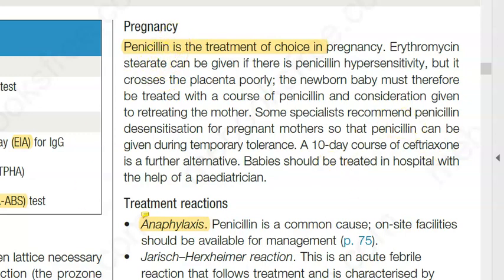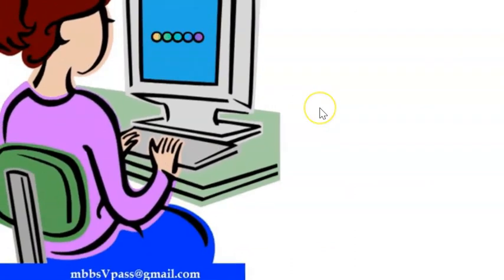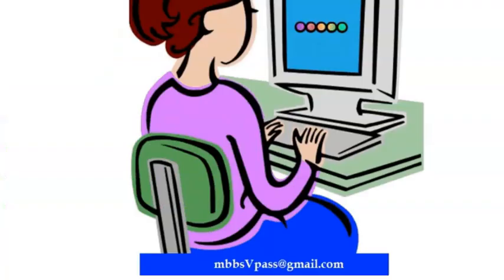Okay. What will you do, guys, if these people have a reaction to penicillin? You will have to keep adrenaline ready, right? Epinephrine. Guys, shall we now move on to congenital syphilis?